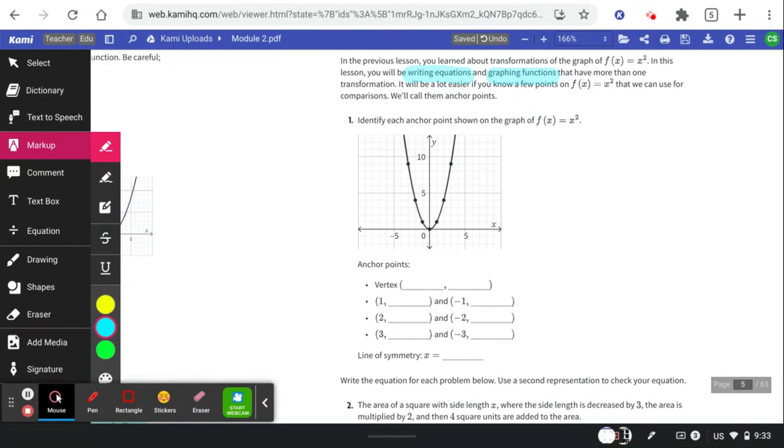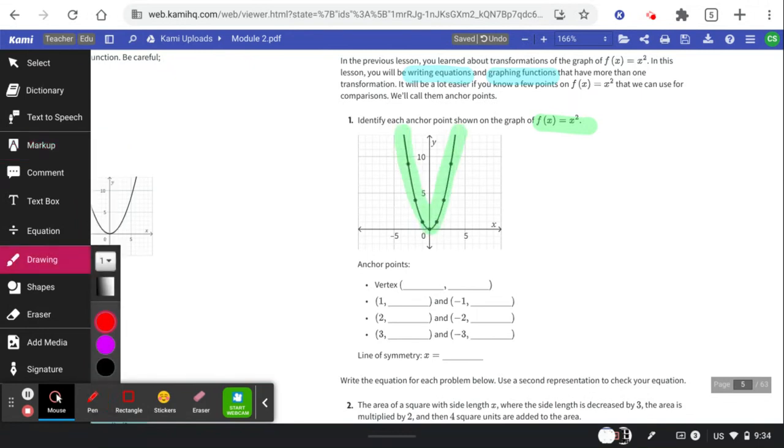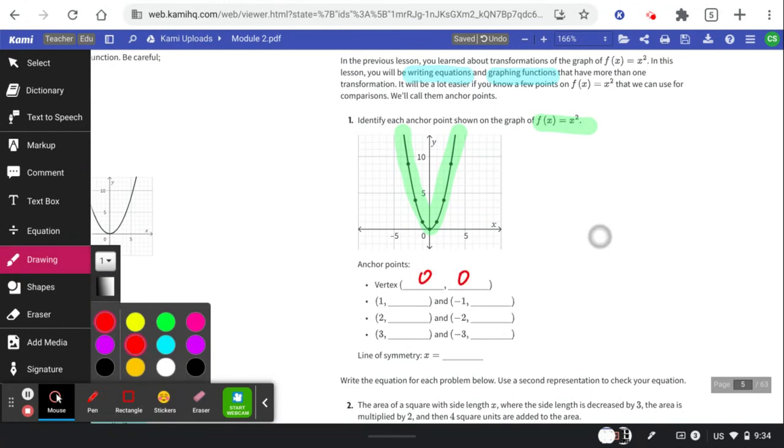It will be a lot easier if you know a few of the points on the y equals x squared graph. So our parent graph y equals x squared is right here. And they're asking you to identify the vertex. Okay, well, we got that. That's 0, 0. And then a couple of the other anchor points. Notice that we have this out 1, up 1, and out 1, up 1 in the other direction. Out 2, up 4, back 2, up 4. Out 3, up 9, back 3, up 9.